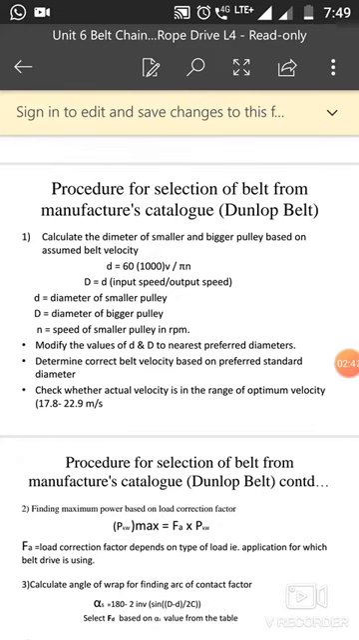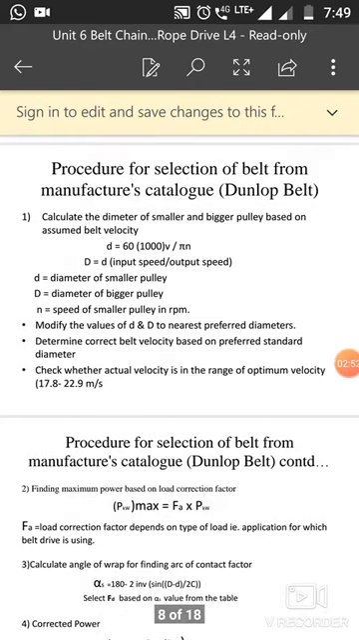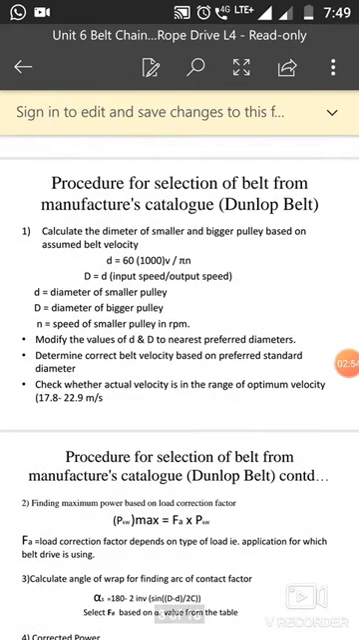Now the first step in selection of a belt is what? First we have to calculate the diameter of the smaller and bigger pulley. For finding the diameter of the smaller and bigger pulley, you know the formula, that is velocity is equal to what? Pi d n by 60. Now n is in rpm, velocity is in meter per second, and the diameter you will get in meters. So that's why we did some modification over here.